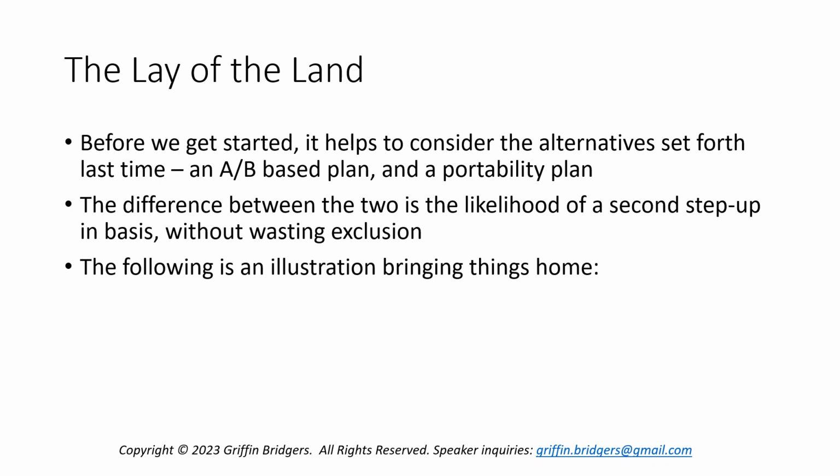So, comparing again the AB-based plan and the portability plan, remember that the common question between the two is whether there's a second step up in basis, and especially, can we get that second step up in basis without wasting exclusion? In other words, are we reintroducing assets that were previously shielded from estate tax to the gross estate, again using exclusion? And the idea behind that is, typically it's not a good idea to use two different taxpayers' estate or gift tax exclusions on the same assets.